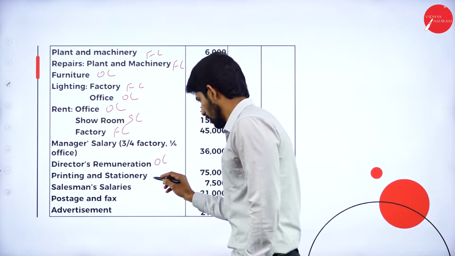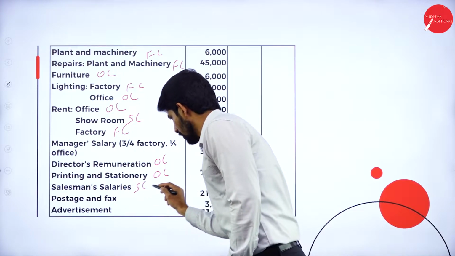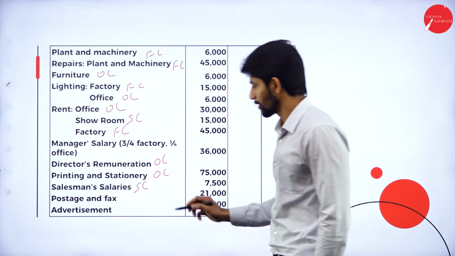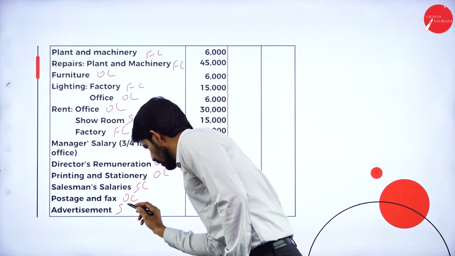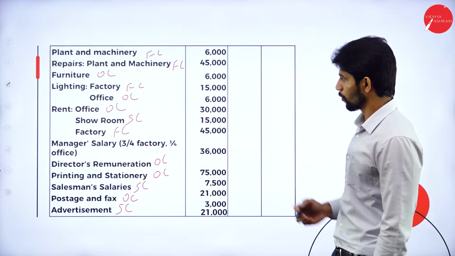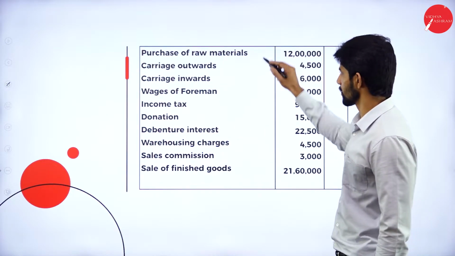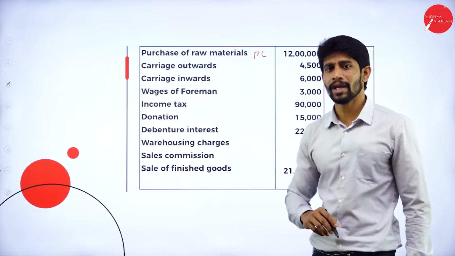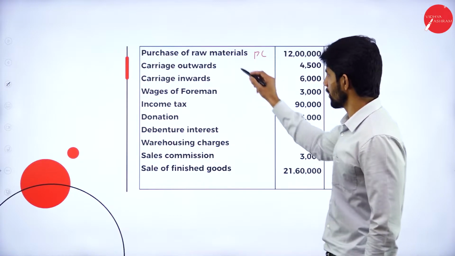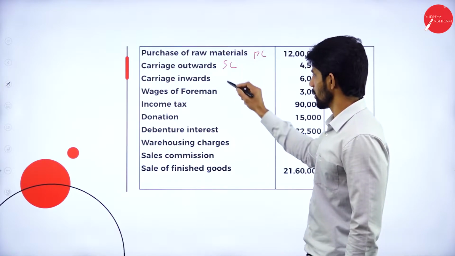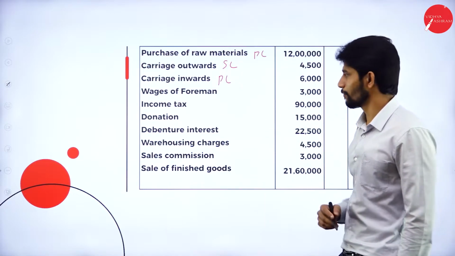Next, printing and stationery, office cost. Salesman salary. So this comes under selling cost. Postage and fax. Yes, this comes under office cost. Next, advertisement. This comes under selling cost. Next, moving further, purchase of raw materials. So purchase of raw material comes under prime cost, where we will be adding purchase of raw materials to the opening stock of raw material. Next, carriage outward, selling cost. Next, carriage inward, this comes under prime cost, where we will be adding carriage inward for purchase of raw material.